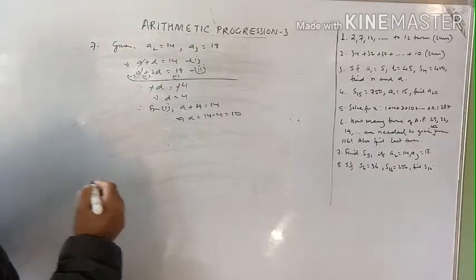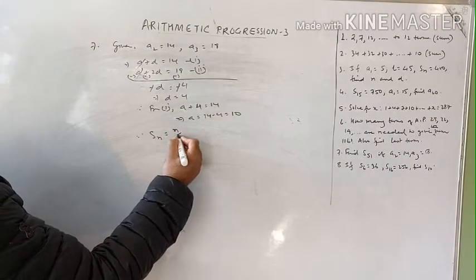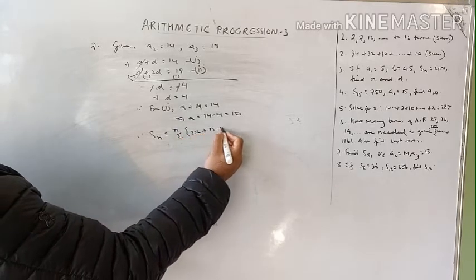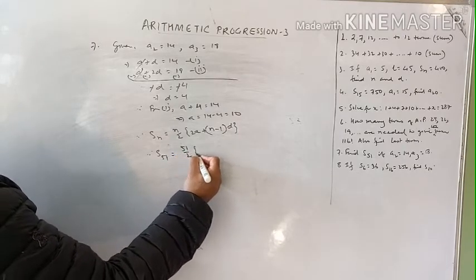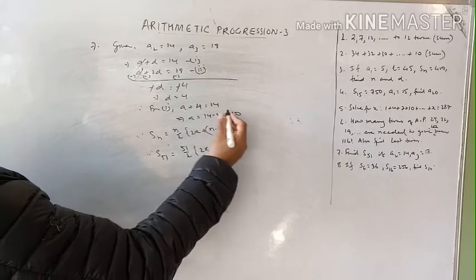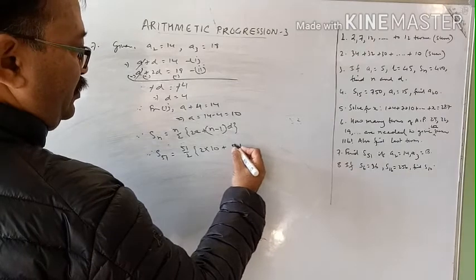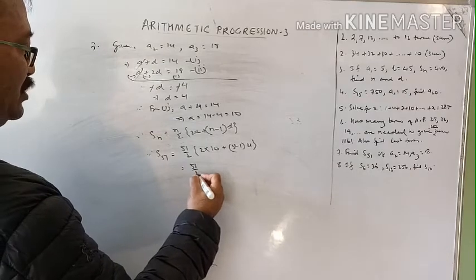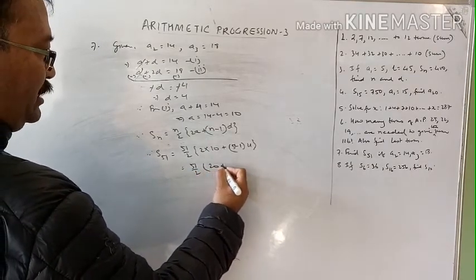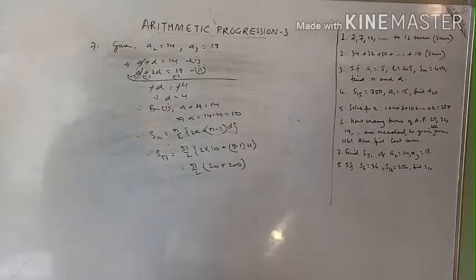So now a and d we found. The question says find S51. Therefore the Sn formula is n by 2 into 2a plus n minus 1 into d. So S51 equal to 51 by 2 into 2 into a, which we have found is 10, plus n minus 1, so 51 minus 1, into d, which is equal to 4. So this is 51 by 2 into 20 plus this is 50 into 4, that is 200. Because 51 minus 1 is 50, and 50 into 4 is 200.